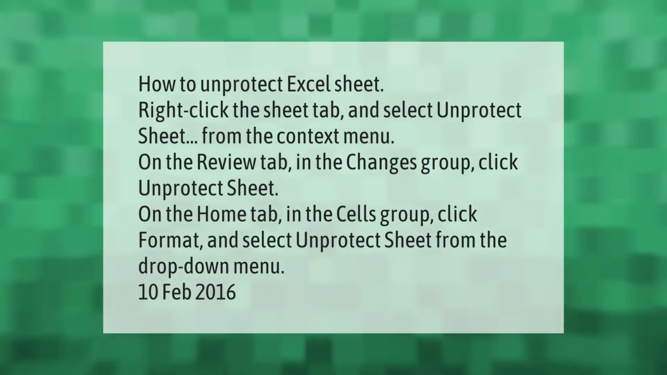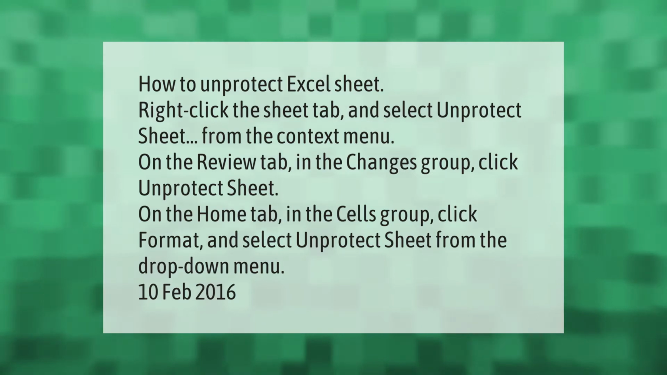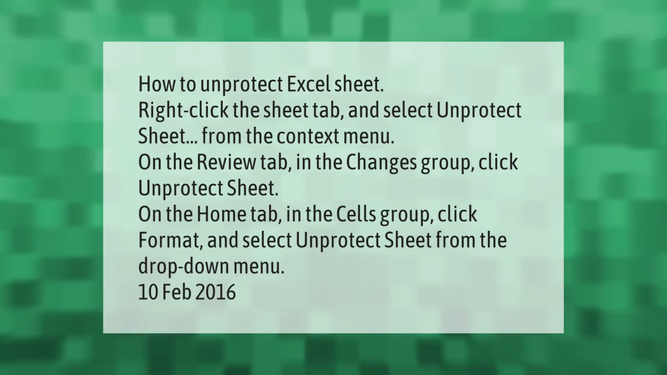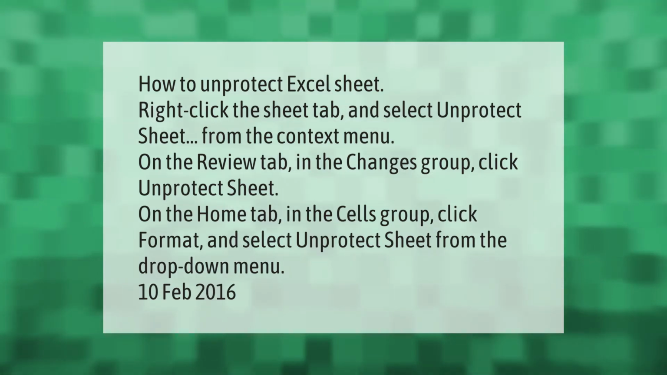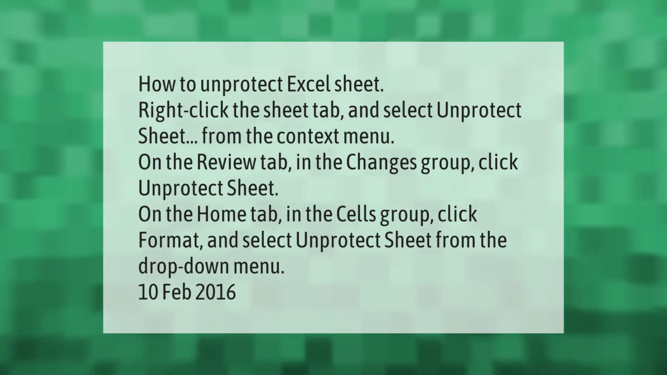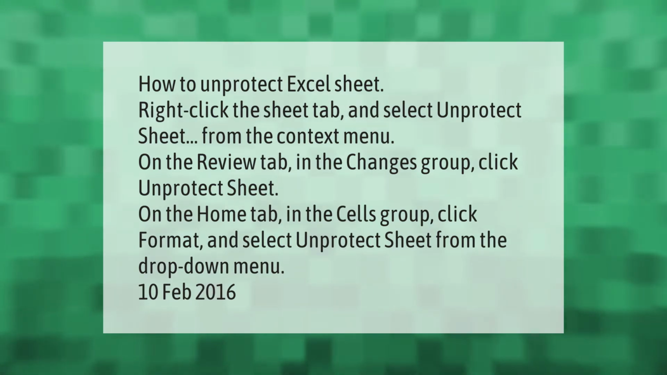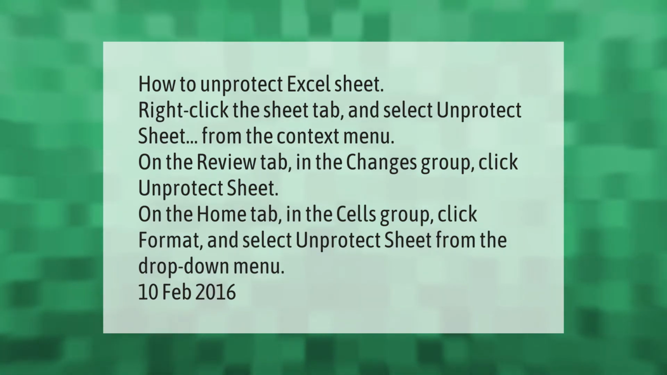How to unprotect Excel sheet. Right-click the Sheet tab, and select Unprotect Sheet from the context menu. On the Review tab, in the Changes group, click Unprotect Sheet. On the Home tab, in the Cells group, click Format, and select Unprotect Sheet from the drop-down menu.